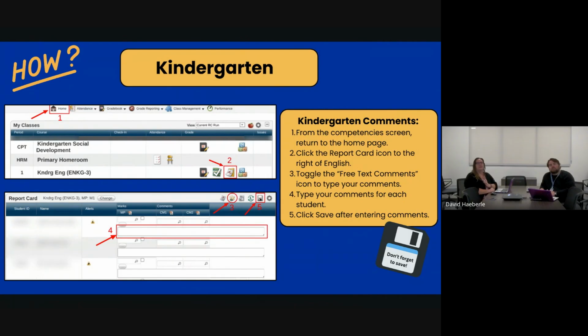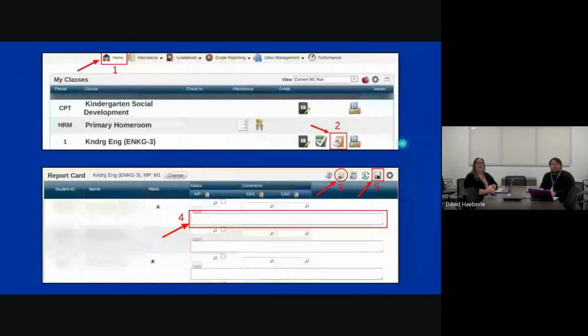In that free text box, you will type in your comments for each student under the English tab in kindergarten. This is specific to kindergarten only. You are typing in your free text comments in your English tab, and then click save after entering all your comments. Do not forget that save button. All right, and then next up, again for kindergarten only, go ahead to the next slide.